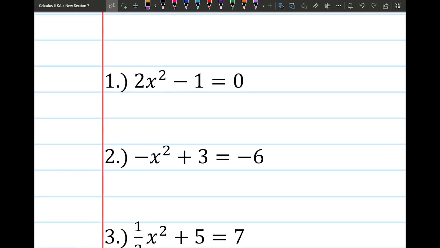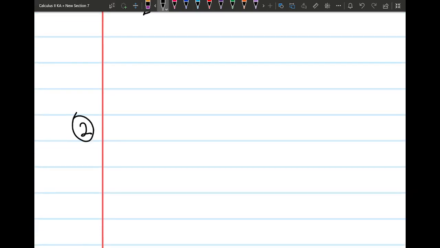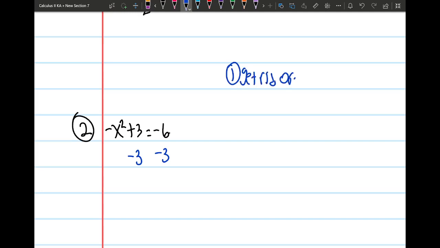The second problem is negative x squared plus 3 equals negative 6. So here we go: negative x squared plus 3 equals negative 6. Now we're going to do the same thing. It's the same idea. So we always want to get rid of the constant.